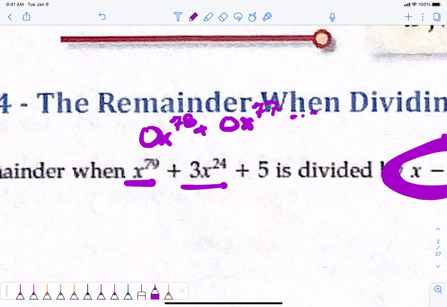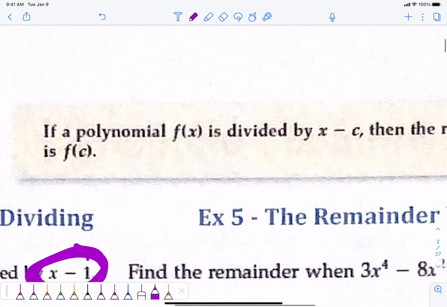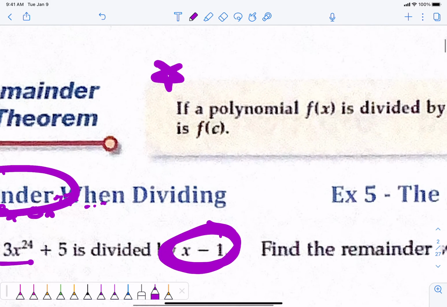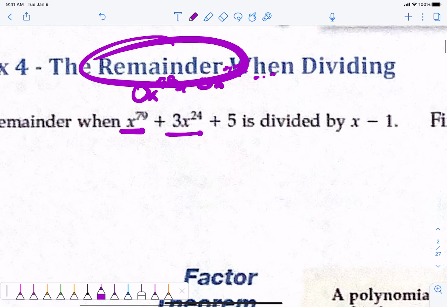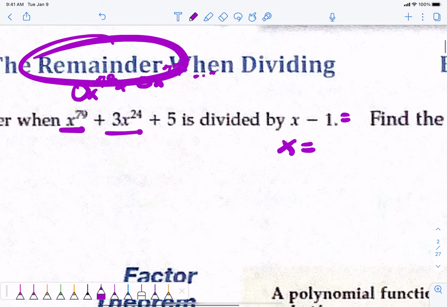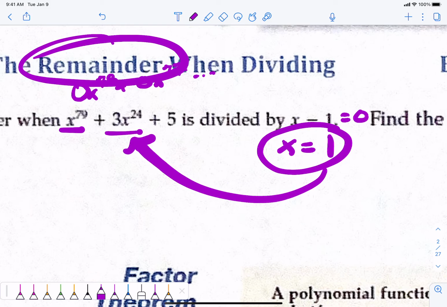But what we're trying to do is locate what the remainder is. There is a way to cheat to figure out what the remainder is, and it is this. This little box right here says, when you are dividing by something, like x minus 1, what I can do is set this equal to 0 and solve for x. What would x be in that case? 1. I can take 1 and plug it in there, and that will tell me what the remainder would be.